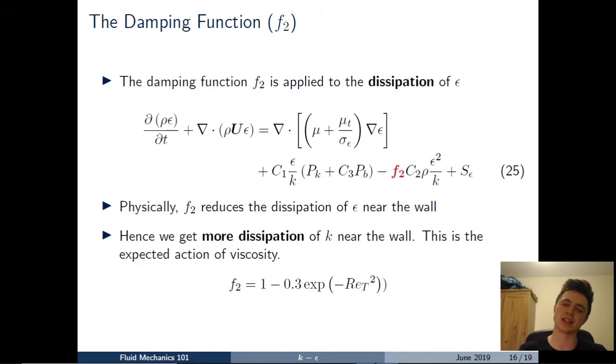And so what this means is that F2 acts to reduce the dissipation of epsilon near the wall, and of course epsilon in turn dissipates turbulent kinetic energy. So what this means is that we're going to get more dissipation of turbulent kinetic energy near the wall, and this is the action that we expect from molecular viscosity near the wall. So it may take a minute just to pass and think that through, but F2 does provide the expected behavior that we get near the wall.